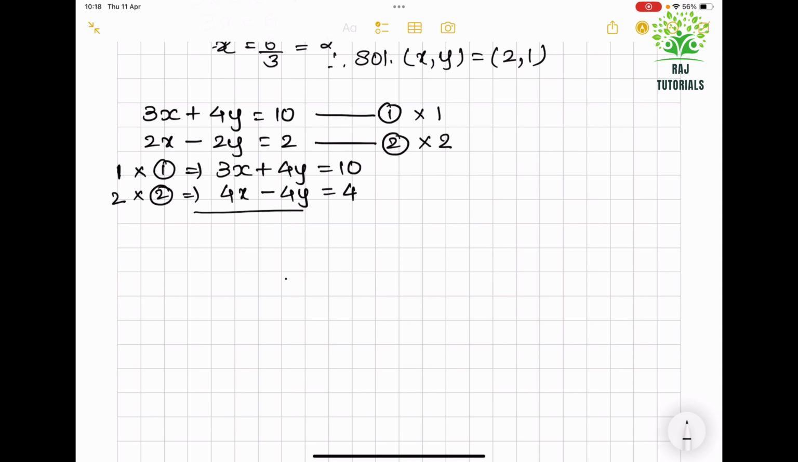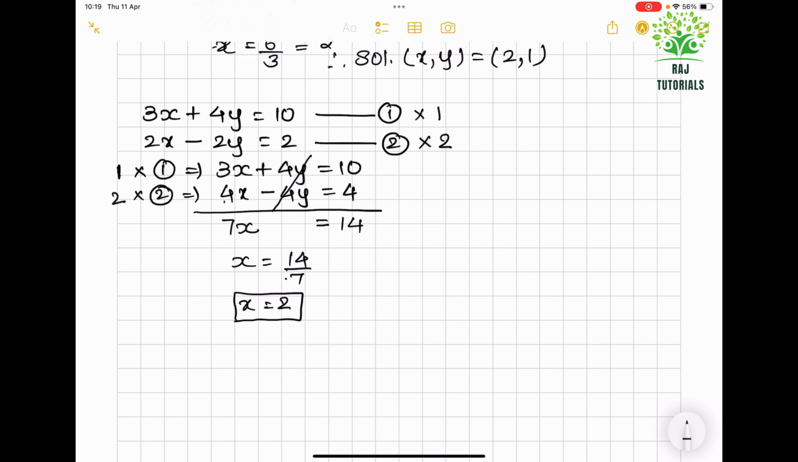Now directly I am adding, because here y already has plus and minus different signs. So I am not changing the signs, but directly adding. So see, plus 4y and minus 4y get cancelled. So 3x plus 4x will be 7x equal to 10 plus 4, which is 14. So I can say x will be 14 upon 7, that is x equal to 2. Now I got the value of x as 2.